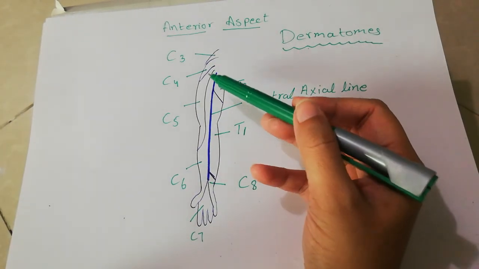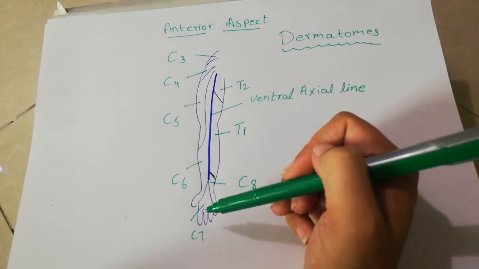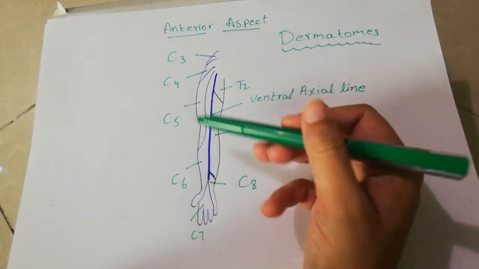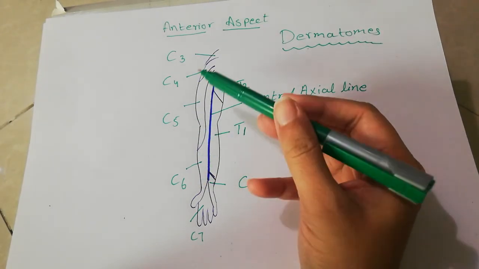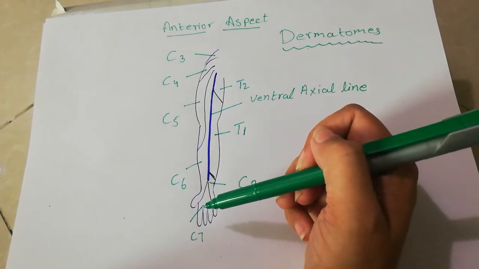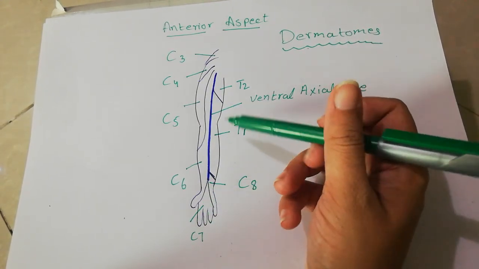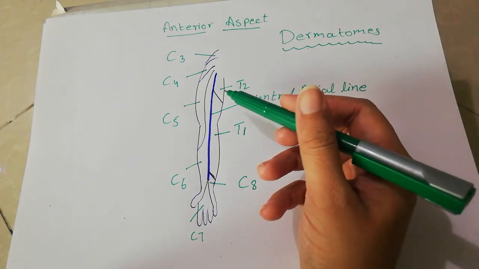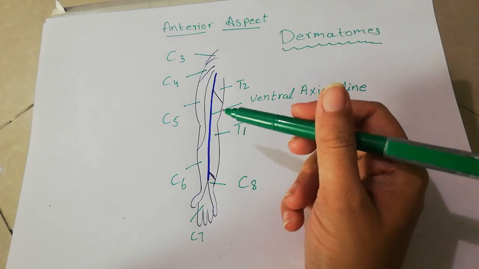Dermatomes are distributed along the pre-axial border, post-axial border, and along the middle three digits. The dermatomes which lie along the pre-axial border are C3, C4, C5, C6. The middle three digits have a dermatome distribution of C7. The dermatomes which lie along the post-axial border are C8, T1, T2.